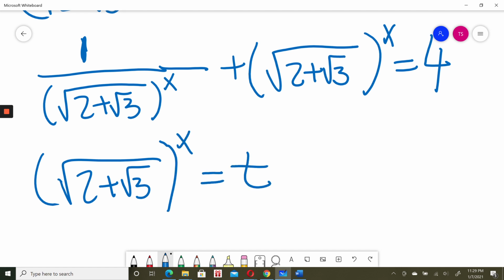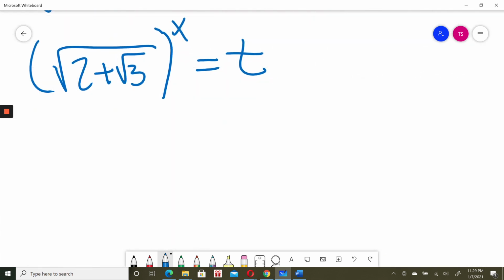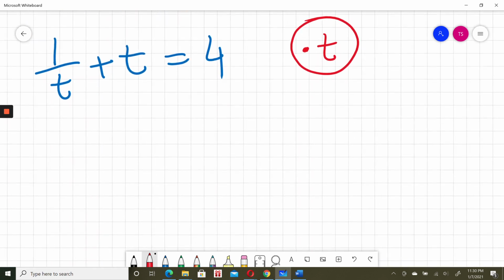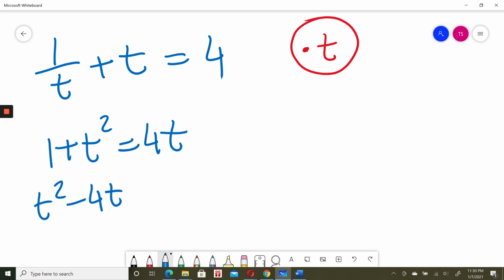So if this is t, my beginning equation will look like 1 over t plus t, and this will be equal to 4. I don't usually want to have denominators in equations, so I multiply everything by t. Then I will have 1 plus t squared is equal to 4t. This will be t squared minus 4t plus 1 equals 0.